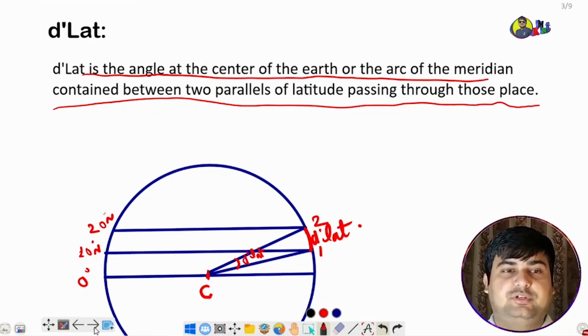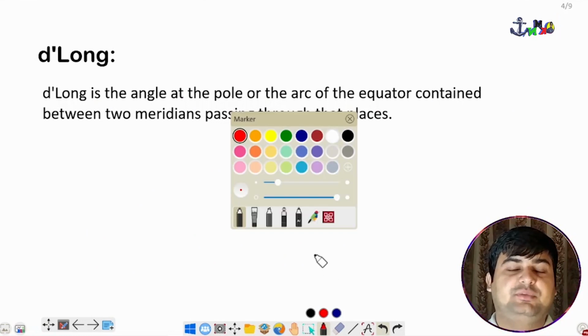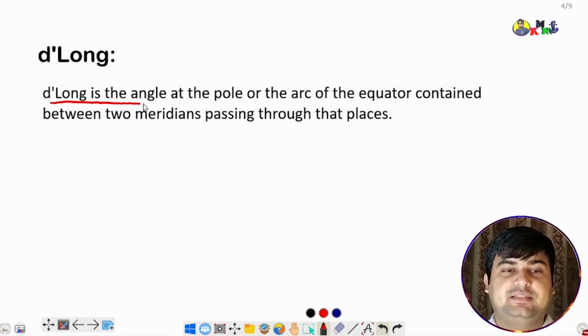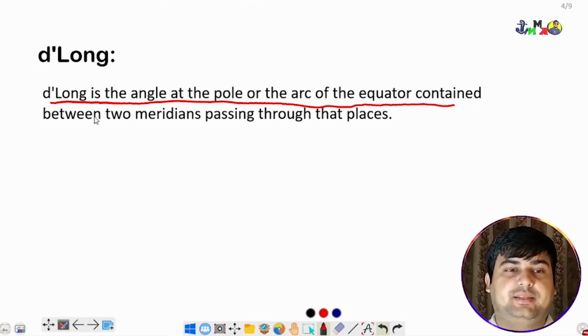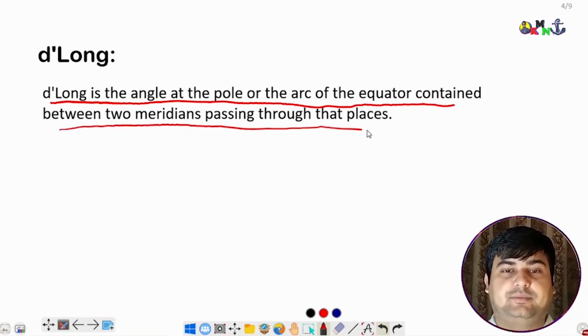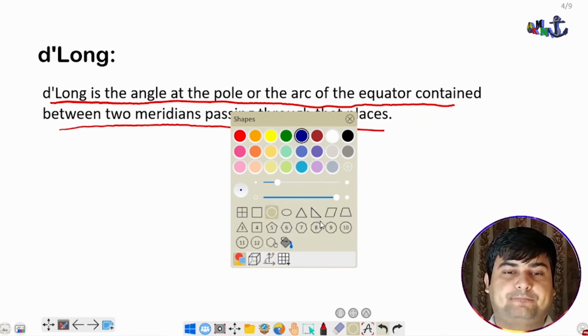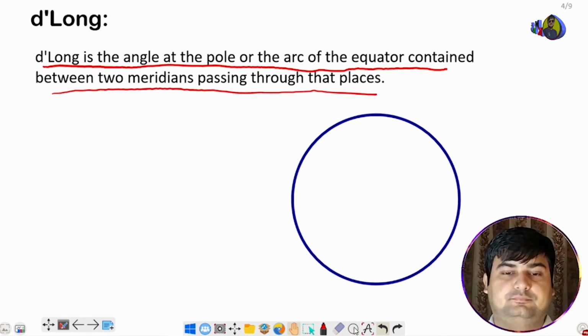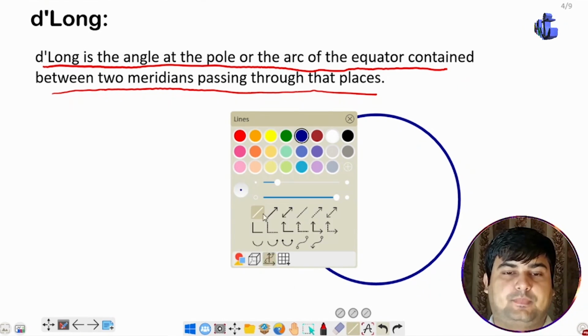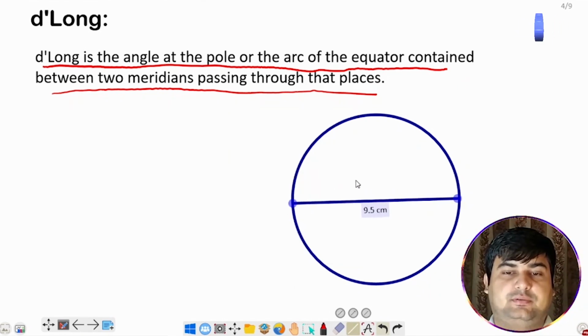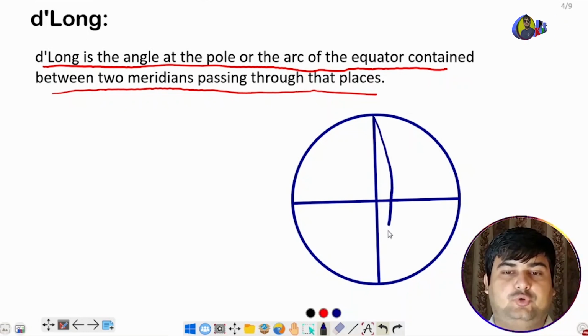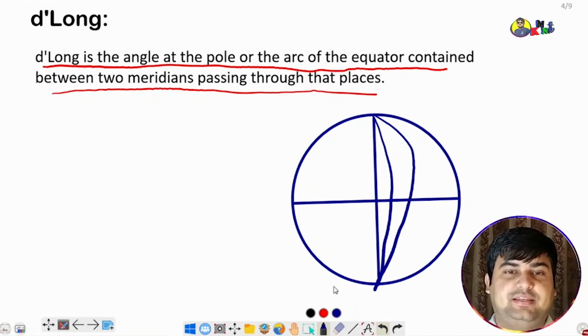Now we will move forward to D-long. So what is D-long? Similar to D-lat, D-long is the angle at the pole or the arc of the equator contained between two meridians passing through that place. So again we will draw one sketch. Again this is the equator and this is the prime meridian, and again we'll draw two more meridians like this. So it is the angle at the pole. So where is pole? This is pole.